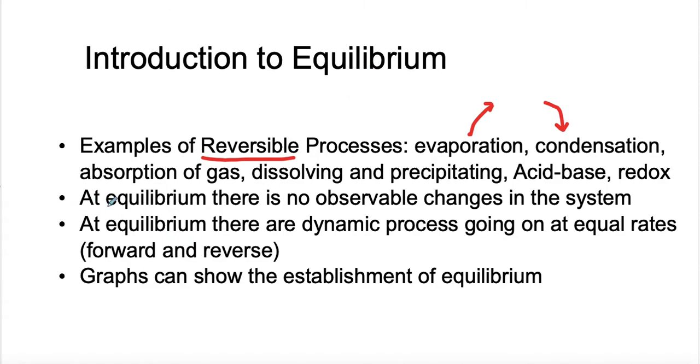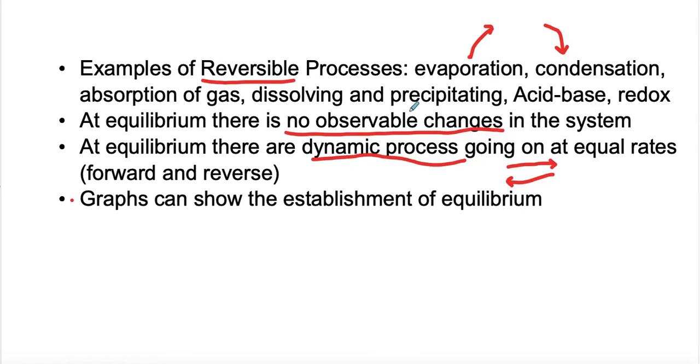At equilibrium, there are no observable changes. So that's what it means at equilibrium, but there are dynamic processes going on at equal rates. We have the forward and we have the reverse. They are happening, but if they happen at equal rates, then it can reach an equilibrium where you don't see any changes. Graphs can show the equilibrium process, and you can look at that.